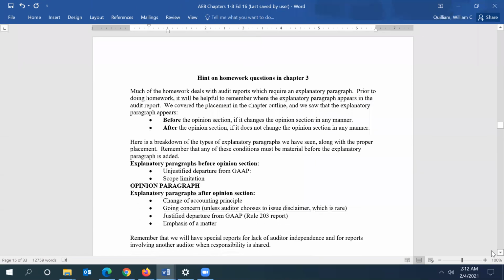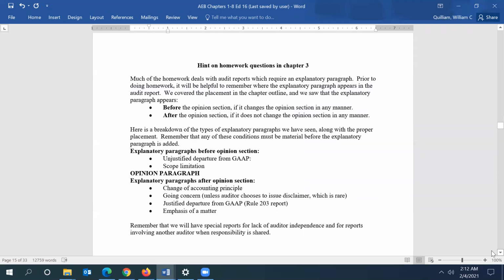Now, finally here in the chapter, some little hints here on homework questions in Chapter 3. So much of the homework deals with audit reports which require explanatory paragraph. Prior to doing homework, it would be helpful to remember where the explanatory paragraph appears in the audit report. We covered the placement in the regular chapter outline, and we saw the explanatory paragraph appears one of two places. First, before the opinion paragraph, if it changes the opinion section in any manner. So this way, the reader is read through that explanatory paragraph. The reader then gets down to the opinion, and the reader knows why that opinion has been changed.